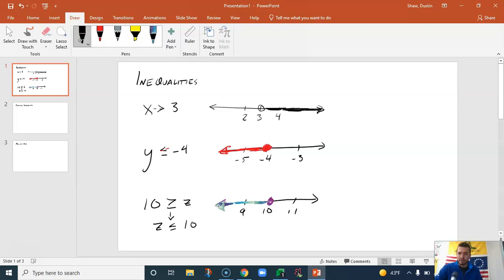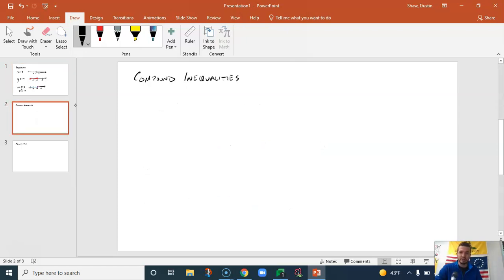Let's go ahead and move on to compound inequalities. I'm going to actually include solving here, so I'm going to say compound inequalities / solving. Let's go ahead and just solve first. So let's say I have 3x plus 2 is less than 8.